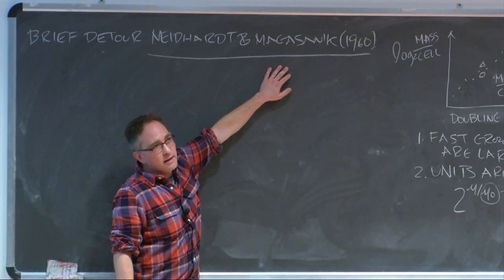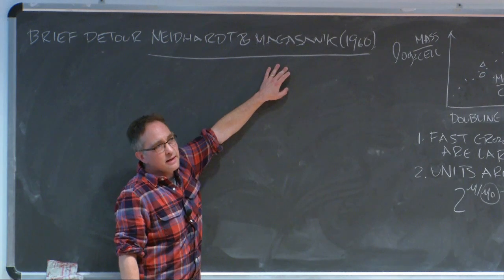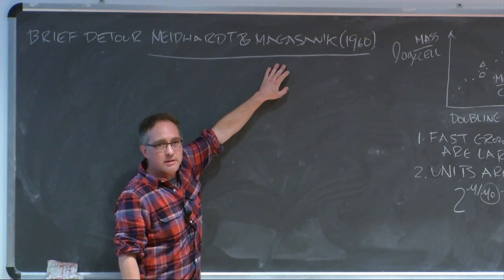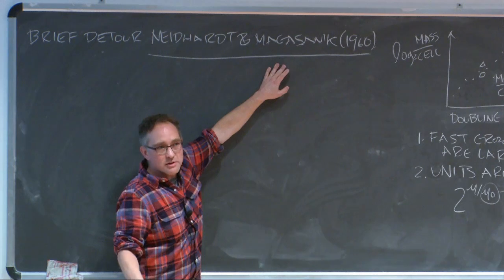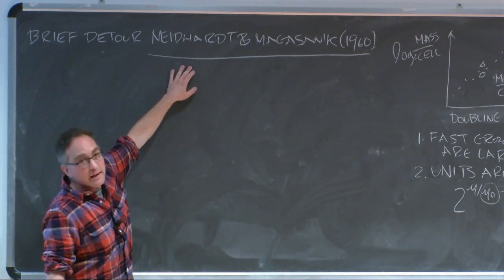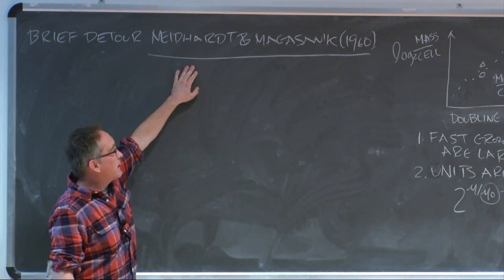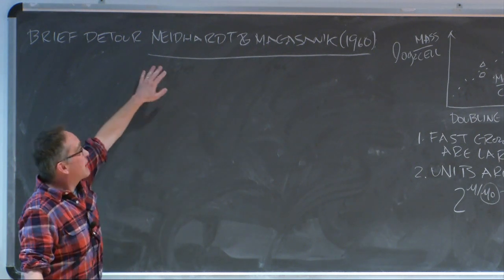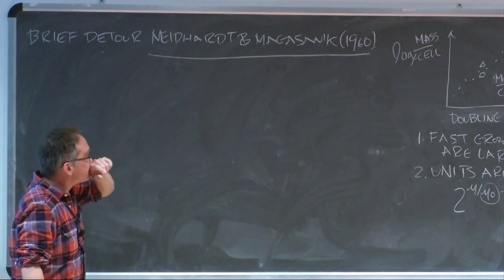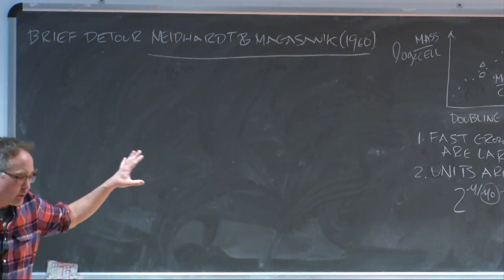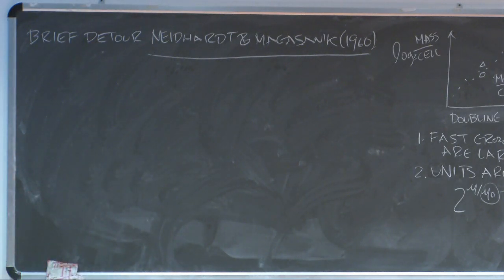Magasanik is at MIT, and he's a physicist by training, biochemist by vocation, if you like. And Neidhart is one of the great bacterial physiologists. He just recently passed away. And so together they were, and Neidhart at this point is a postdoc. So instead of doing what Schaechter did, they are looking at only the ratio of RNA to protein.